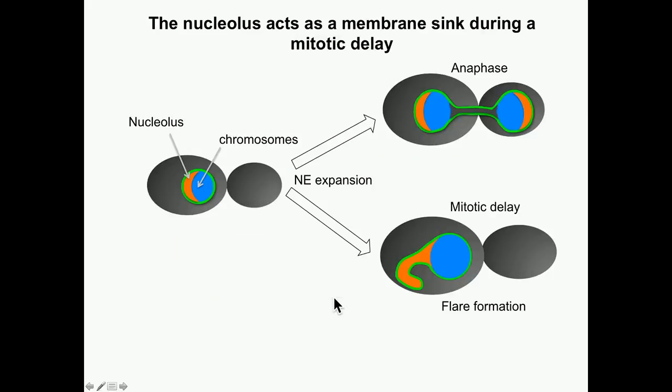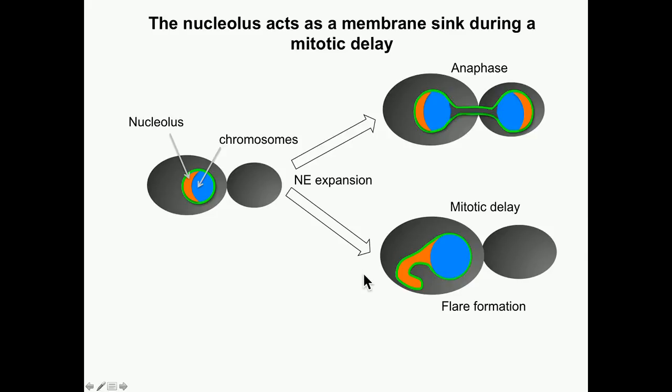And so this observation led to the idea that perhaps the nucleolus is acting as a membrane sink during the mitotic delay. So here in this cartoon, I'm showing that if a cell is progressing through mitosis as normal, the nuclear envelope expands. This allows anaphase to be completed, the segregation of the chromosomes. If the cell's delaying in mitosis, nuclear envelope expansion still occurs, but the additional membrane is sequestered at a site adjacent to the nucleolus, and it forms this flare.